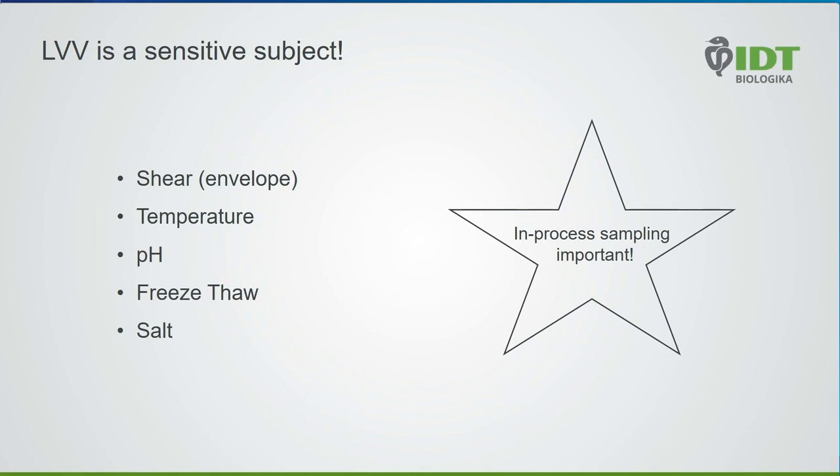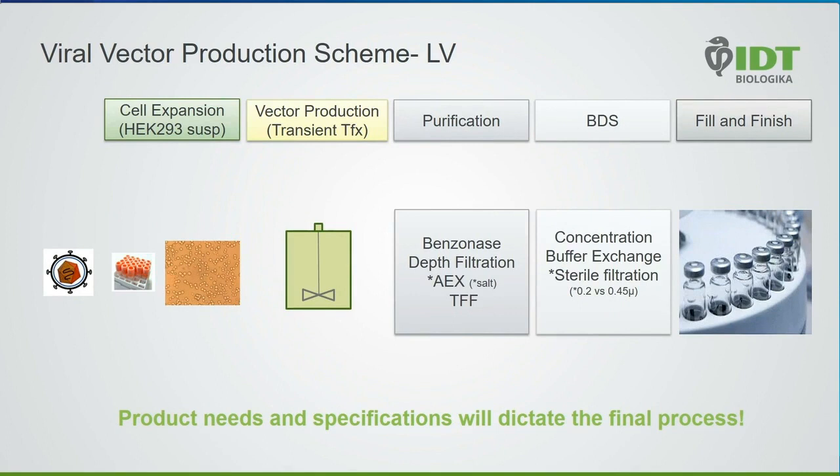So this slide just shows the overall production scheme for lentiviral vectors, where we start with the cell expansion using the HEK293 cells, and then we perform the transient transfection. And then once we harvest the viral vector, we go on with the downstream purification, which typically uses a benzonase step, and then there is clarification followed by a chromatography step. And this is the part where, if you use an affinity chromatography and elute your vector in a high salt buffer, you have to make sure that the lentiviral vector doesn't sit in that high salt concentration for too long because it'll lead to aggregation. So you have to make sure you dilute it out of there as soon as possible. And then, of course, this is followed by concentration, buffer exchange, and sterile filtration.